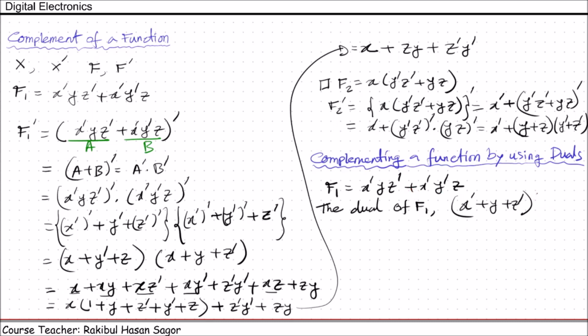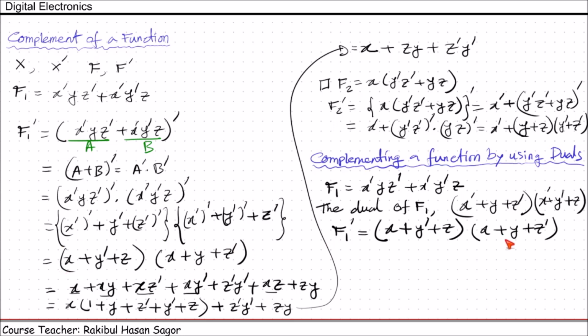So this OR will be converted to AND, and here we'll get x prime plus y prime plus z. Now, in order to get the complement of function f1, you need to take the complement of each literal or each variable. If you take the complement of each variable, that will give you f1 prime. So if I take the complement of this x prime, we'll get x plus y prime plus z. Here x plus y plus z prime. This is the complement of function f1, which is equal to this portion.